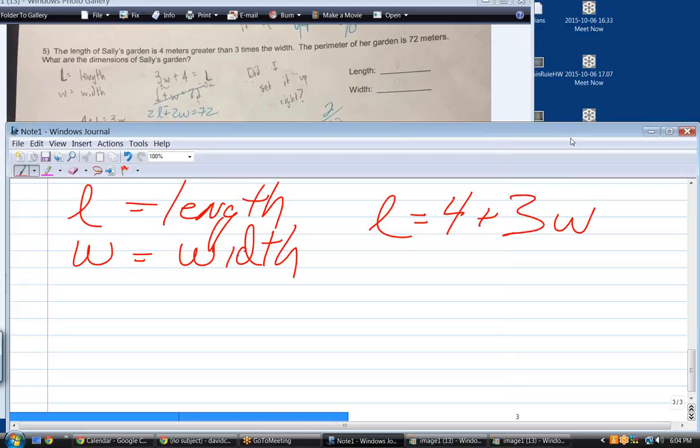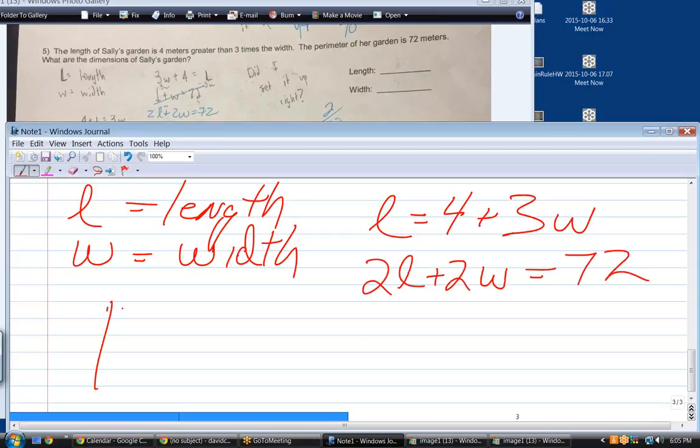What's the perimeter equal to? 72, but in terms of W and L. L plus W equals 72. It's 2L plus 2W. In other words, here's our garden here. That's W. That's L. The perimeter is 2 L's and 2 W's.